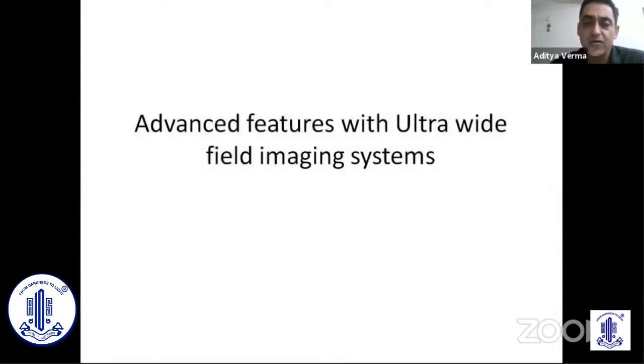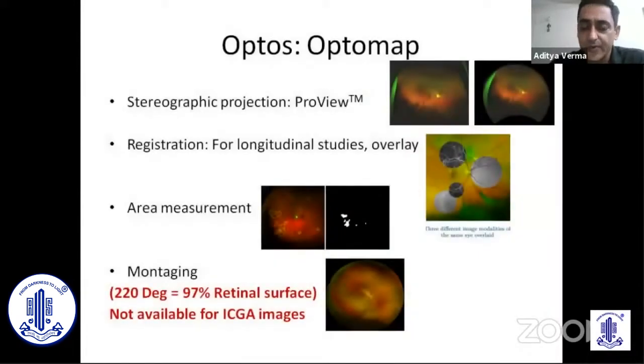Before I go on to the clinical utility, I would like to touch upon the features which have made these systems much more user-friendly, both to the clinician as well as the researcher. So let's go to the Optos. These images are known as optomap, and a stereographically projected image in the optomap gives us the exact image size as well as the dimension. I'm going to touch upon this software in a little while, maybe a couple of slides later, because this is very important for a clinician as well as a researcher.